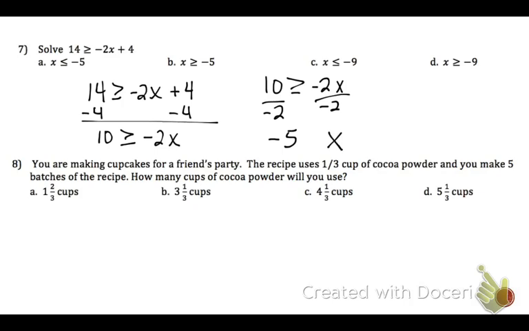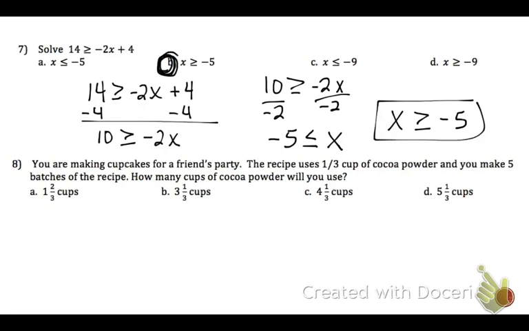Now, whenever we divide by a negative, we need to make sure that we flip our sign. So it's going to end up looking like this. And then I need to rewrite the whole answer so that my x comes first, since that's how my answers are. So here our answer is going to be B.